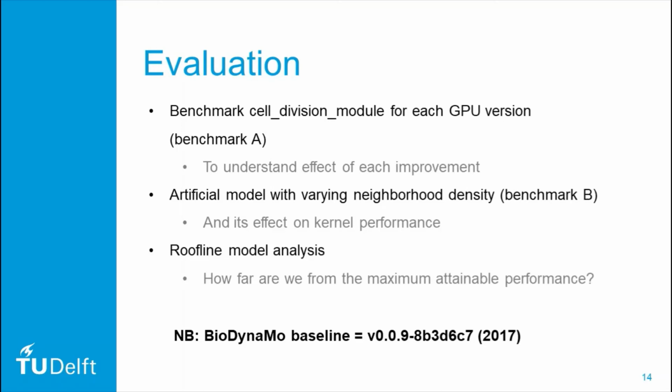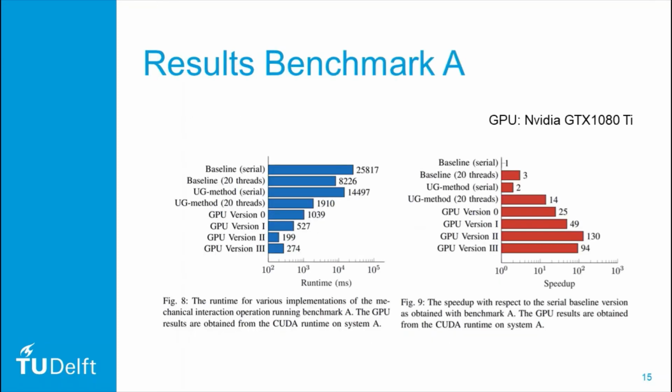Finally, we analyze the GPU kernel performance with the roofline model analysis to understand the performance in comparison to the maximal attainable empirical performance of the GPU. We use a specific version of BioDynaMo from 2017 as the baseline because it allows us to benefit more from GPU acceleration as the data is stored in structs of arrays.